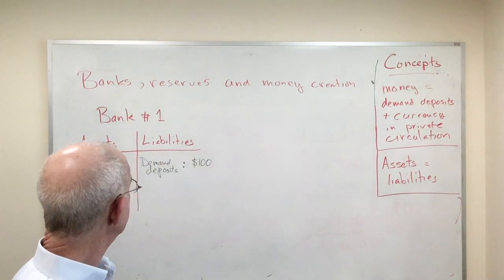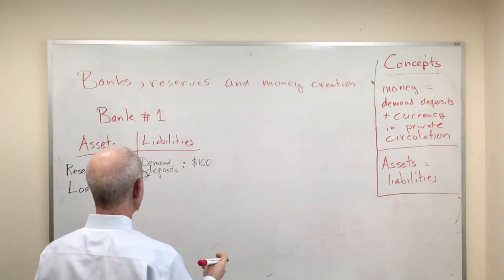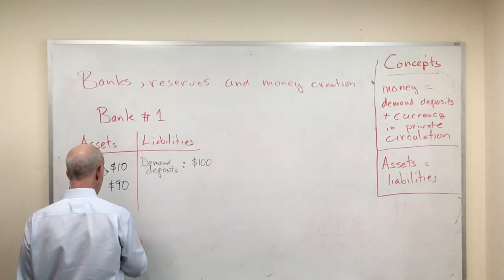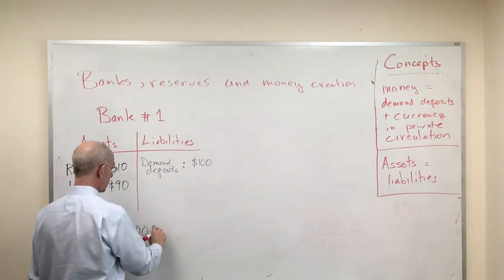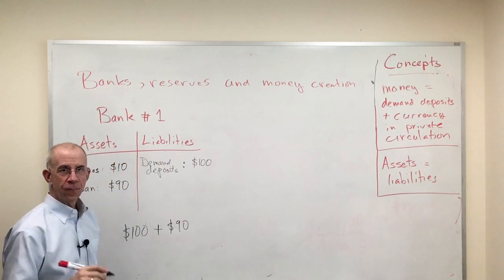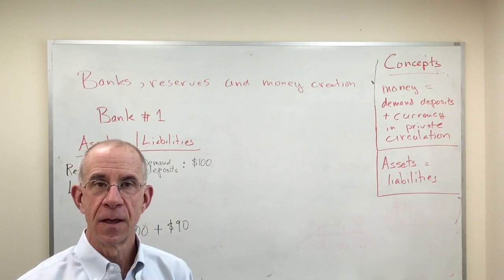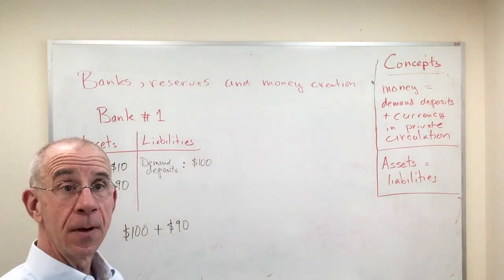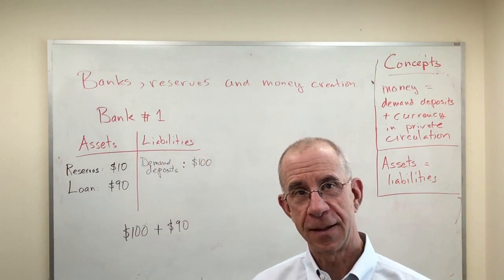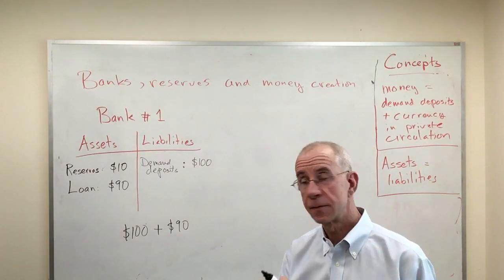But in this first stage, what we've done is that we've taken the $100 in cash and turned it into $190 by fractional reserve banking. That's this idea here. The fractional reserve means that you keep only part of the demand deposits in the bank. The rest of it you loan out. Okay, not the end of the process.